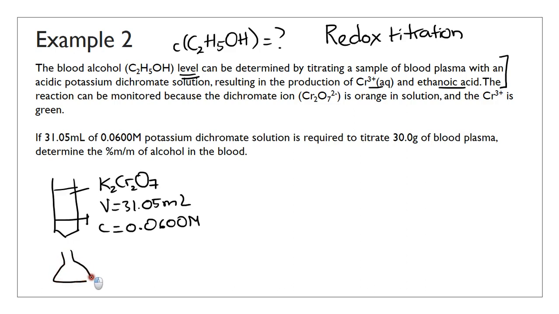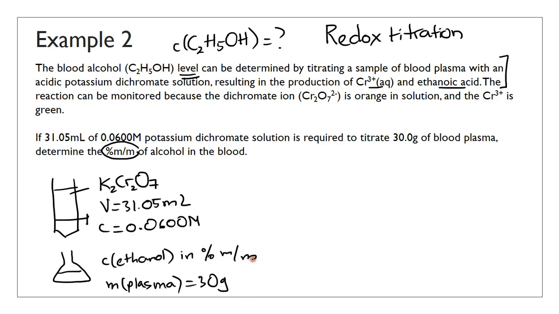Now, blood plasma is not pure alcohol, I hope. So 30 grams is actually not the mass of the alcohol here. It's just the total amount of the plasma. You need to determine, and once again, this question is already a lot more interesting than the previous question, because you actually need to find the concentration of ethanol in percentage mass by mass. So you need to find C of ethanol in percentage mass by mass.